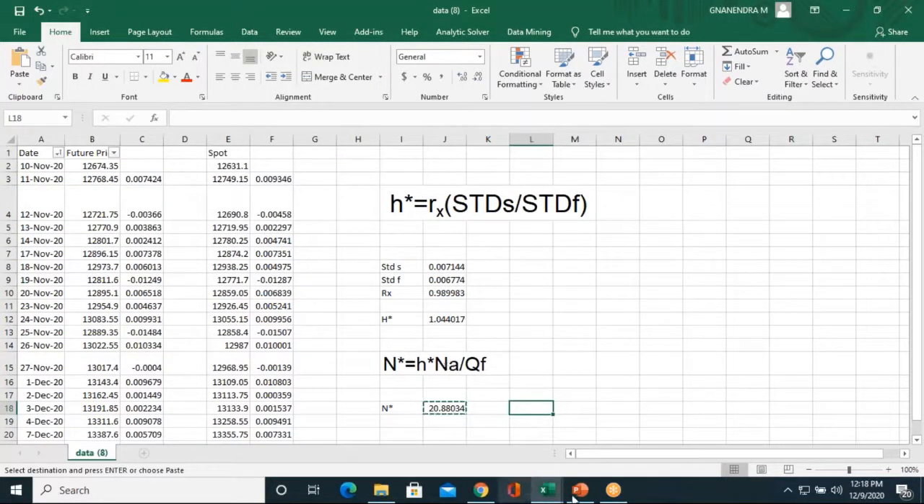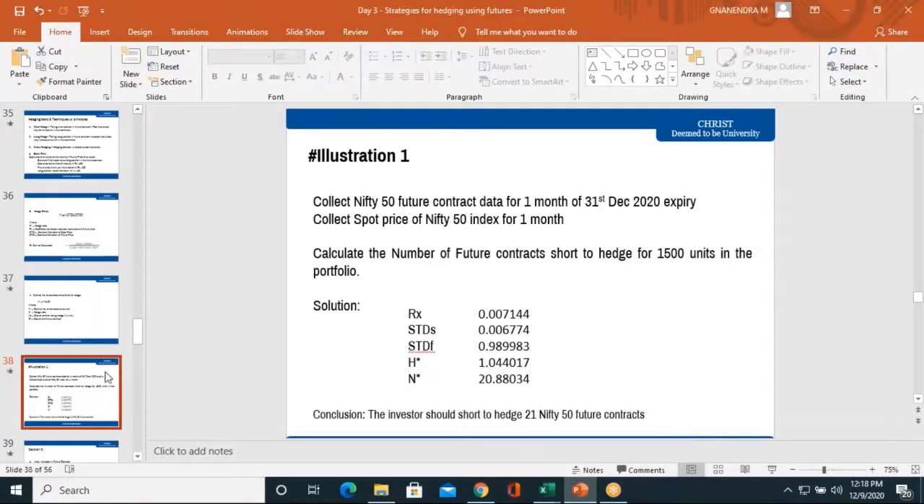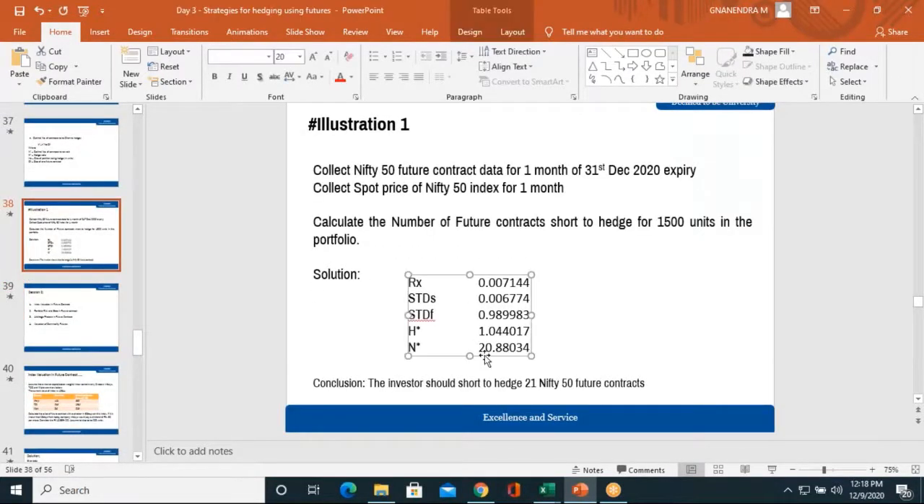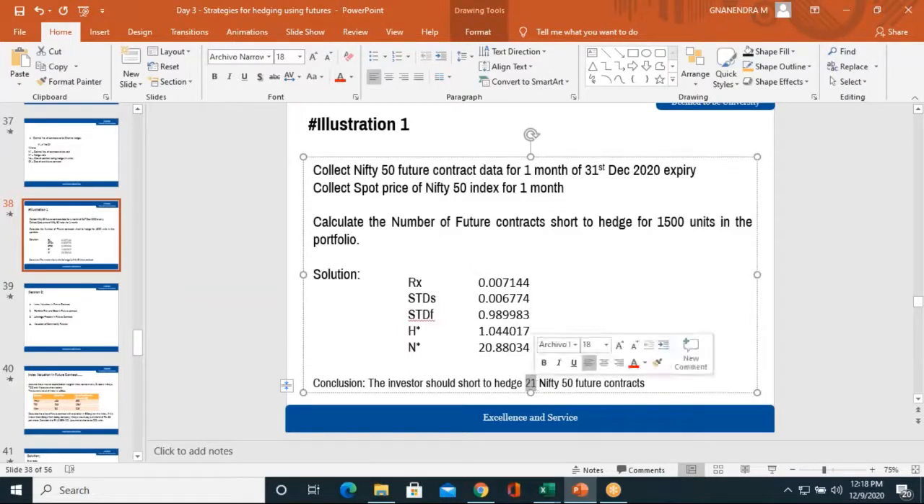So there are models developed where you can overcome that. I'm going to explain that in the coming session. Anyway, here I wrote the answer I got in number of contracts short to hedge. I cannot write 20 here because I don't get 0.88 contract, so I made it 21 contracts. I need to take a short position in 21 contracts to hedge my portfolio.